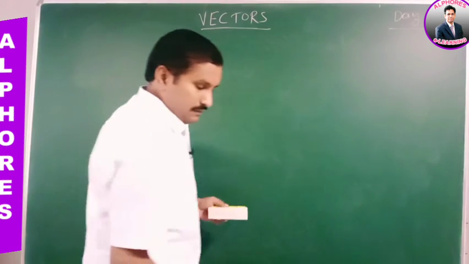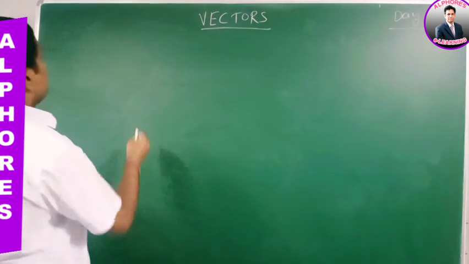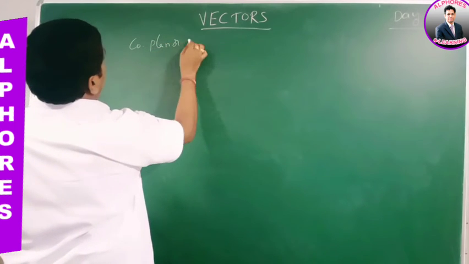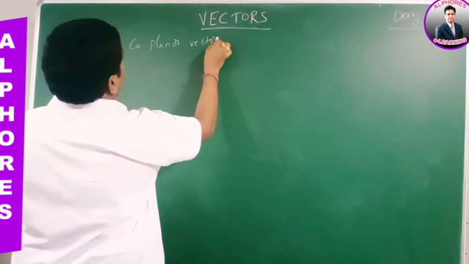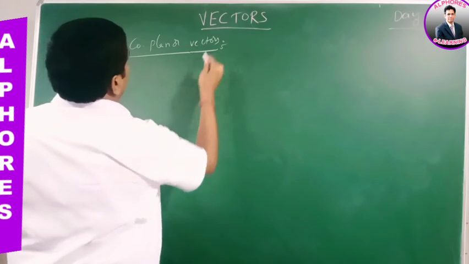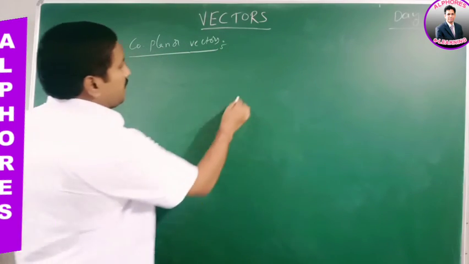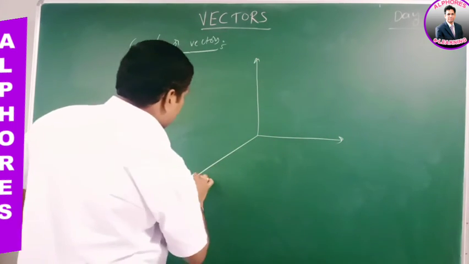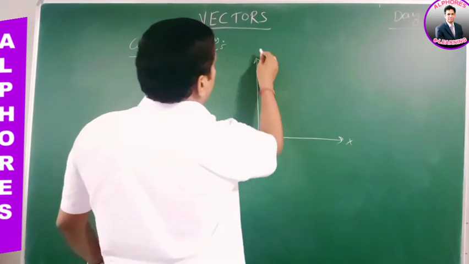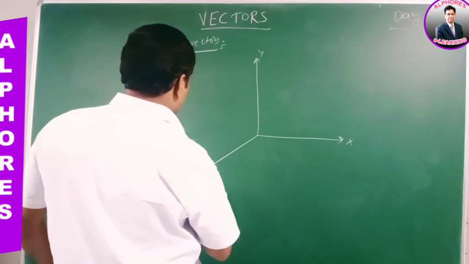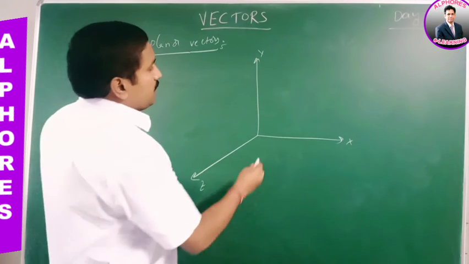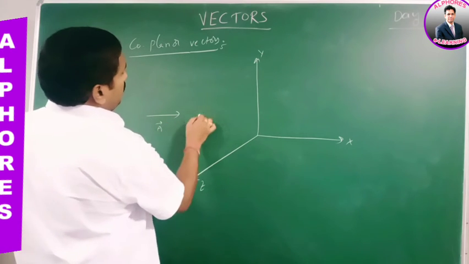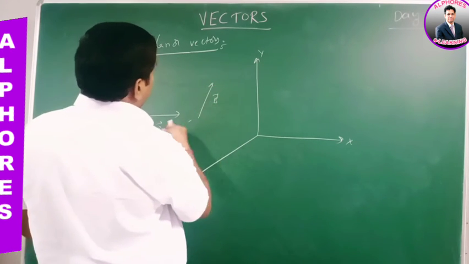coplanar vectors. After this one, coplanar vectors. Coplanar means same plane. Listen all of you. Again, here I am taking a three-dimensional coordinate system x, y, z. That means the vectors here, let us say this is a bar, this is some other vector b bar. So like this.